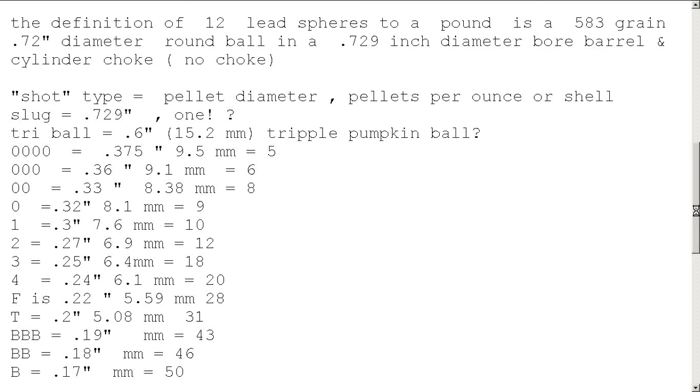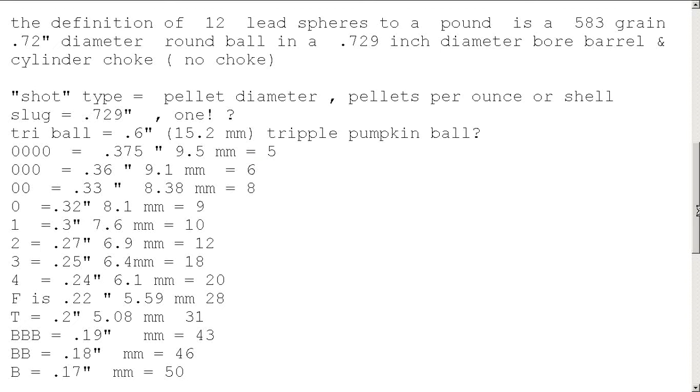Next, then you have quadruple aught, which I'd never actually even looked up, but I found out, yep, it's a thing. And they're basically 37.5 caliber or 9.5 millimeter balls, an average of 5 per ounce, not per shell. Triple aught buck, 36 caliber or basically 9 millimeters, 6 of them per ounce. And then we have 33 caliber double aught buck, 8.38 millimeter or 8 of them.